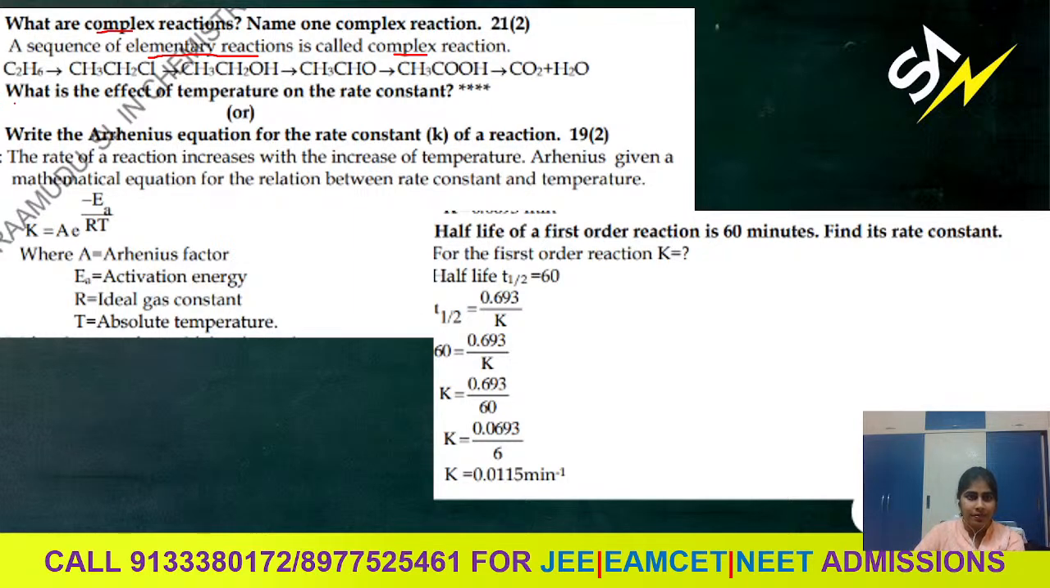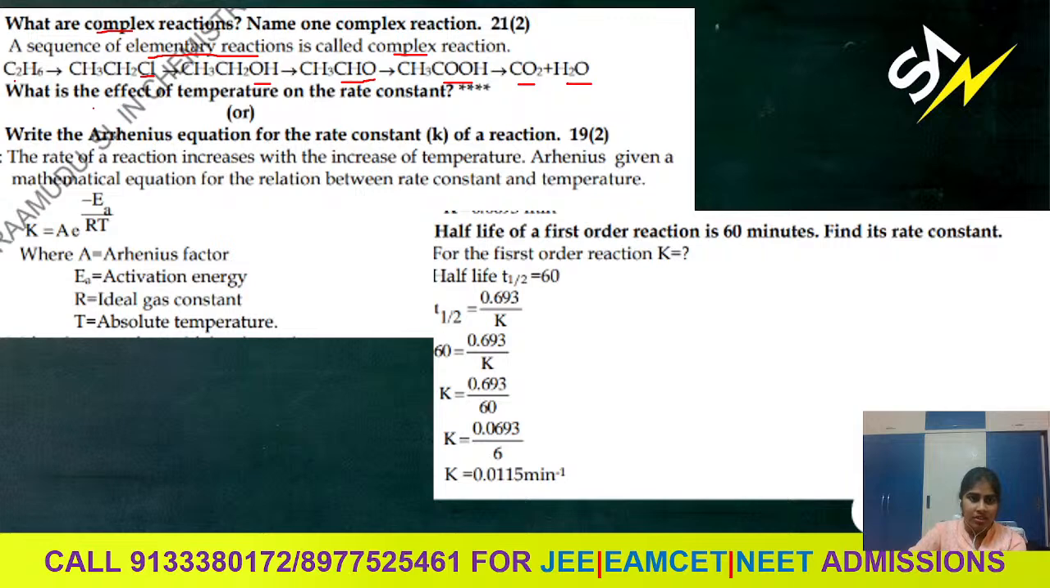Here you can see C2H6, on reaction with chlorine, forms a substitution product with chlorine. On reacting with a base, this chlorine is substituted by OH. This undergoes aldehyde formation, which on oxidation further gives a carboxylic acid, and this carboxylic acid is converted into carbon dioxide and water. Here we have a group of elementary reactions which on combination form a complex reaction.